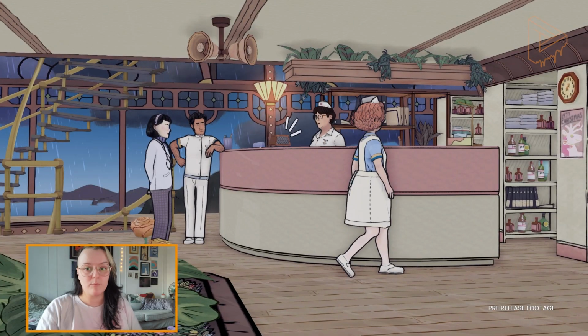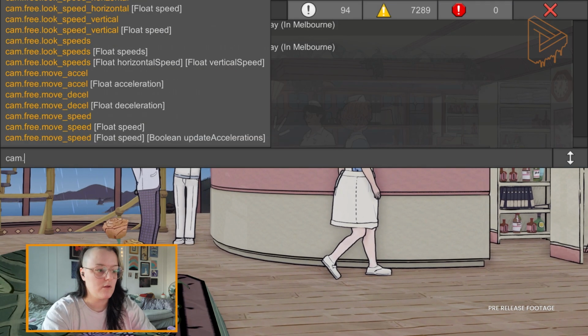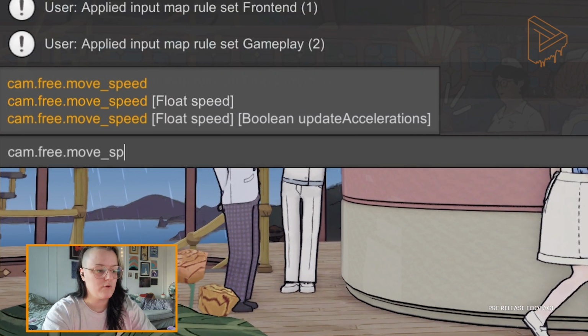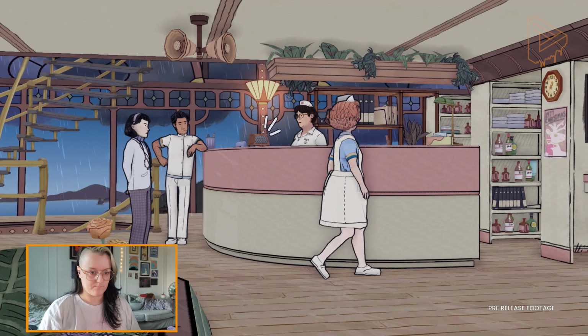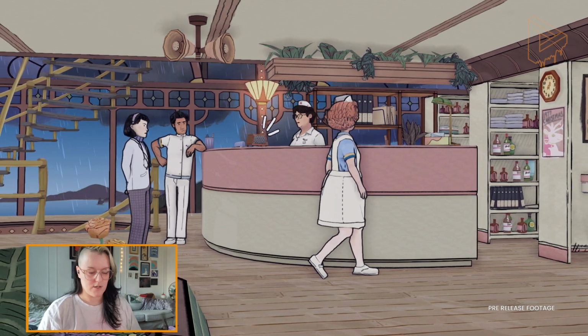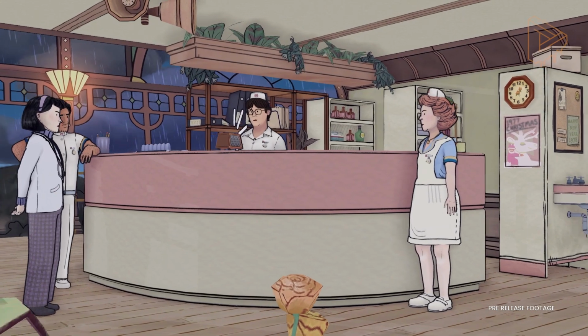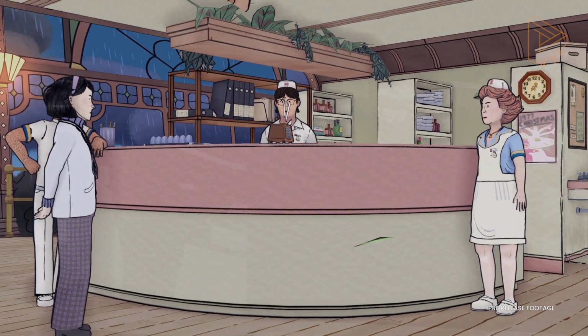Oh, but my camera movements are a little fast, so I'm going to adjust them. 0.5. Oh my god. Okay, now it's nice and slow. I really want to get a shot of Dr. Shen walking out of the frame.